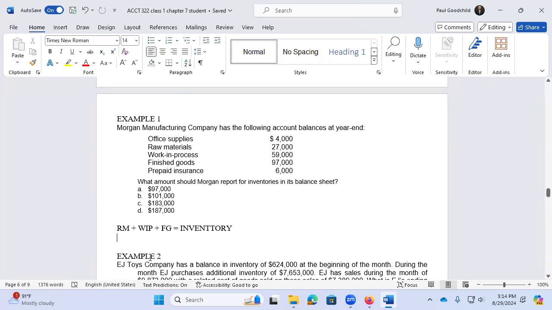So here we've got our raw materials, I'm not going to put the zeros in, 27, plus our work in progress, 59, plus our finished goods, 97. Now, I'm terrible with math, but I always like to try it. So we got 156 and 27, 183. You guys can use your phones for calculators in class.